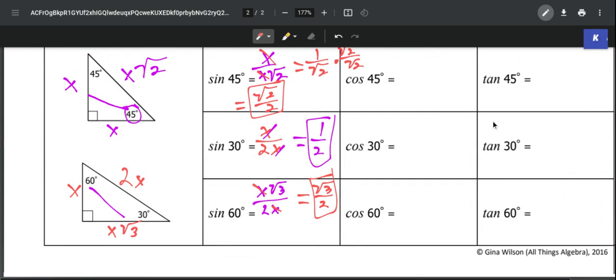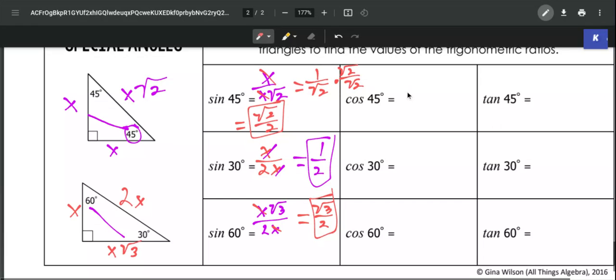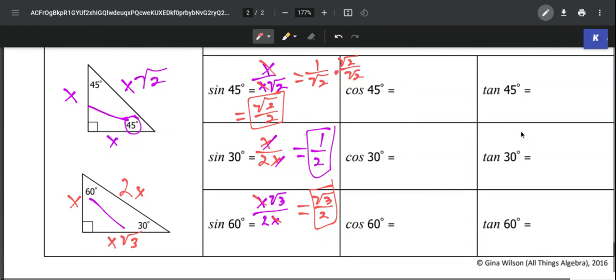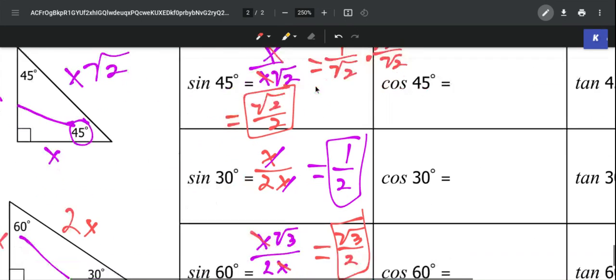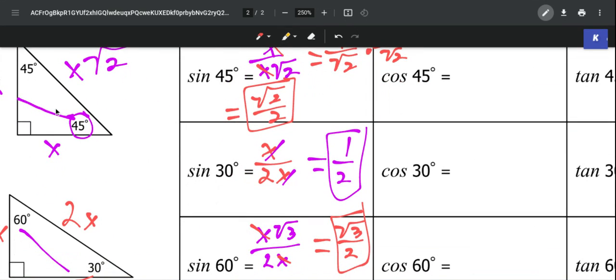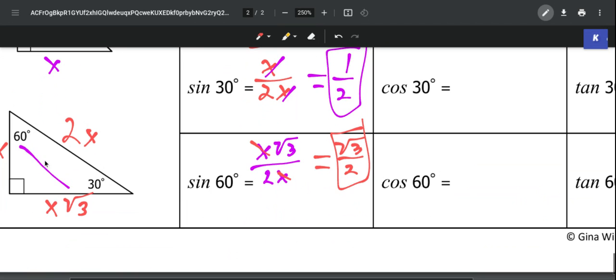We could do those too. Right now we're just going to look at sine, cosine, and tangent. So we can actually do all of these the same way. I'll work through them real quick just so you can see them. But we can do it even if it's sine, cosine, whatever. We can use SOHCAHTOA and we can do the same thing.